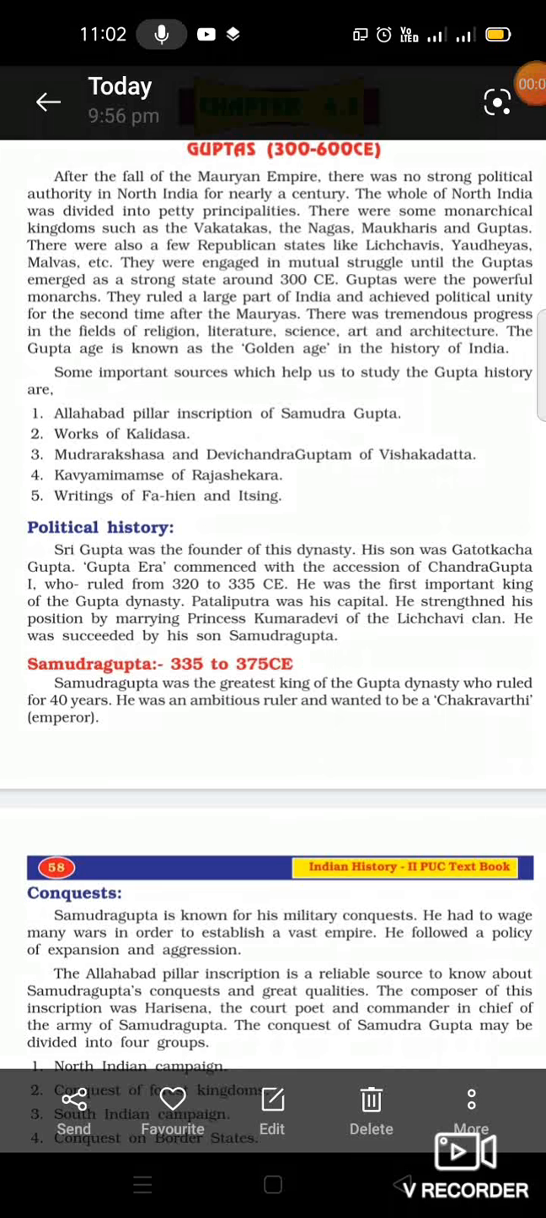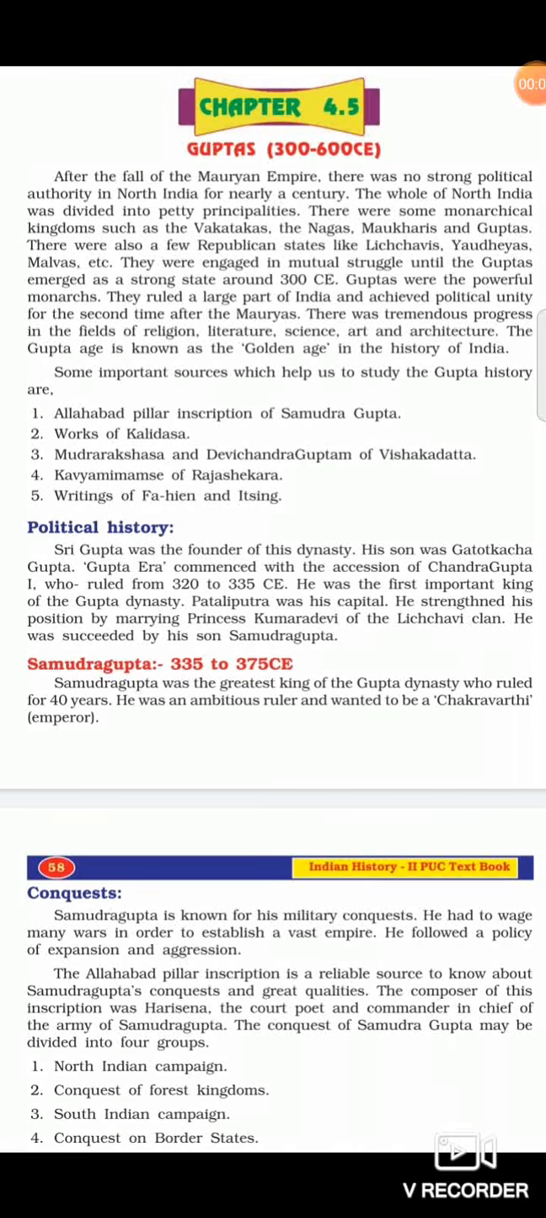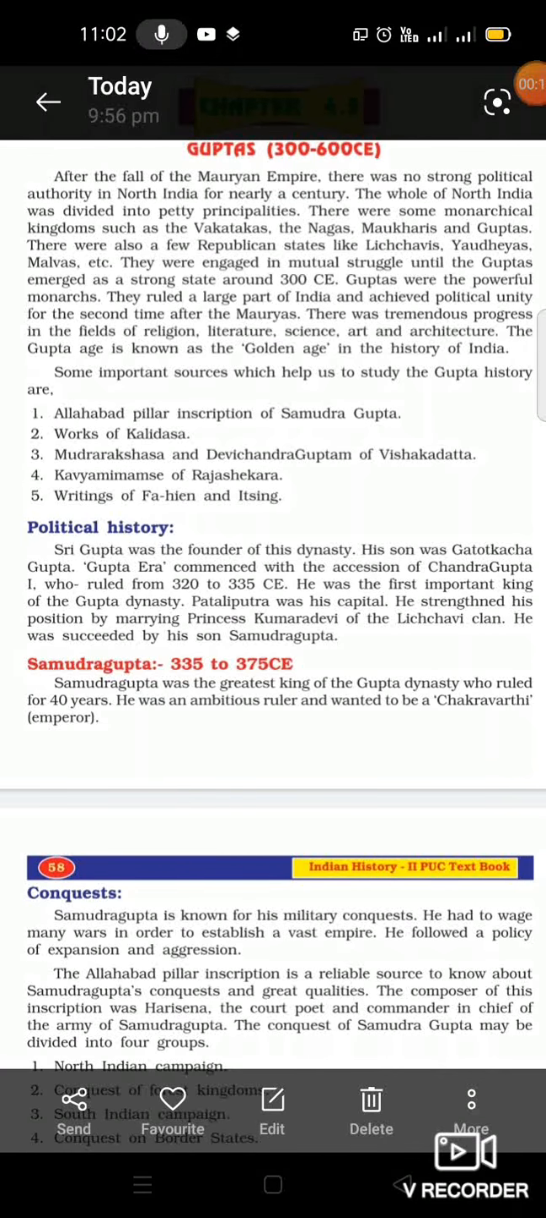Today we are going to discuss chapter 4.5, and the topic is the Guptas. The Gupta period is 300 to 600 CE.